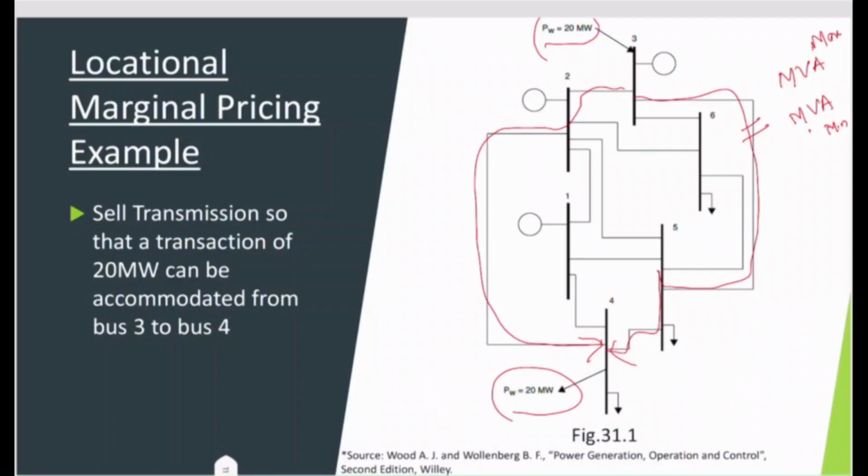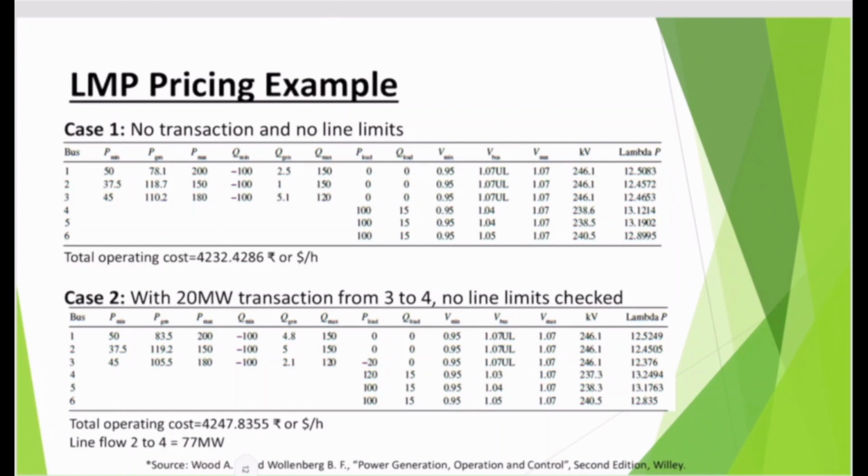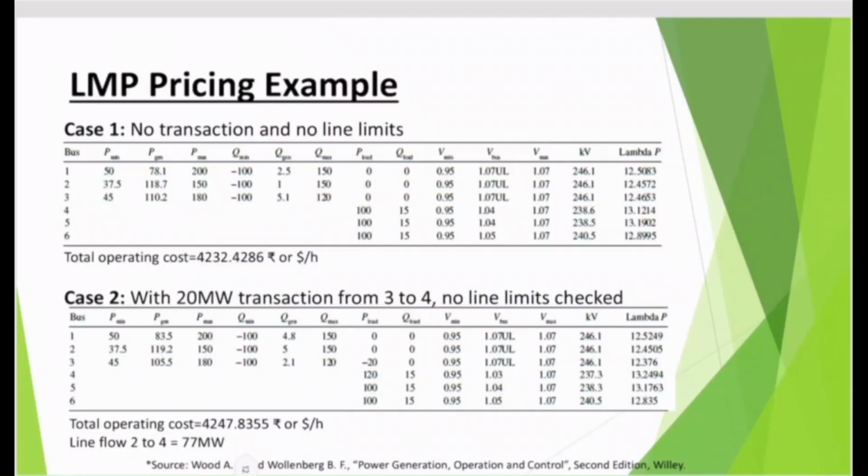Otherwise, they have to route their power in some other direction so that the customer at bus number 4 can achieve the 20 megawatt which has been sold at bus number 3. Now, to start with, let us assume that each and every energy corridor is capable of carrying enough power and there is no limit violation. Okay? So, you can see no transaction and no line limits. That means you are not carrying out any transaction, neither are you experiencing any line limit in those corridors.